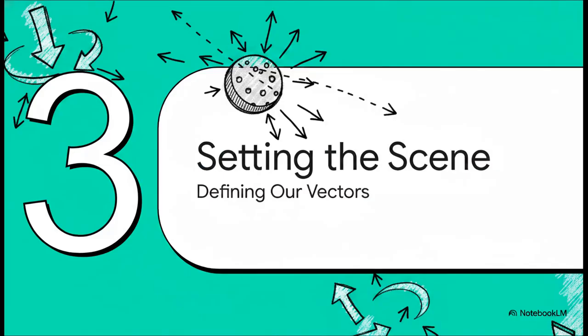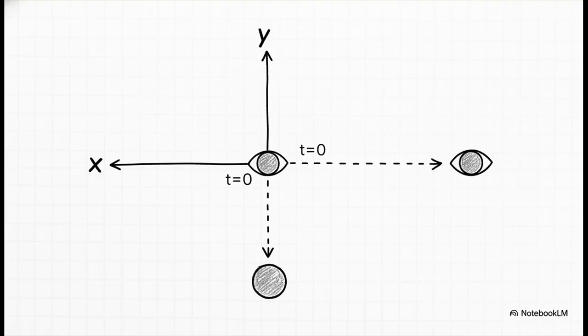All right, section 3, setting the scene. I can't stress this enough. This next step is absolutely the most critical part. We have to define our vectors perfectly or nothing else will work. Okay, let's lay down our grid. The problem tells us the ball starts falling from point O. So at time equals 0, they're in the same spot, which we'll just call the origin. Simple enough. From there, the ball drops straight down, along the negative y-axis, but at the same time, our observation point O takes off to the side with a constant horizontal speed, v, along the x-axis.